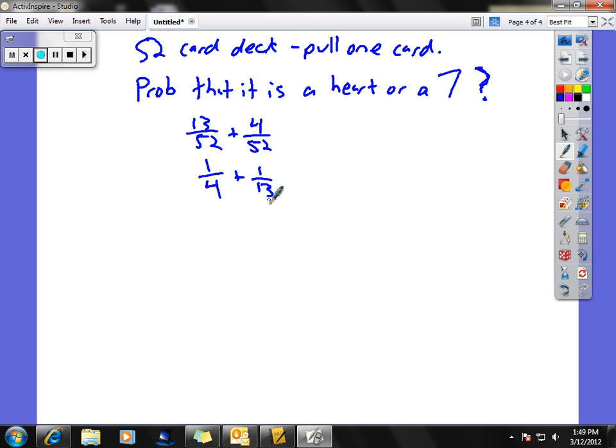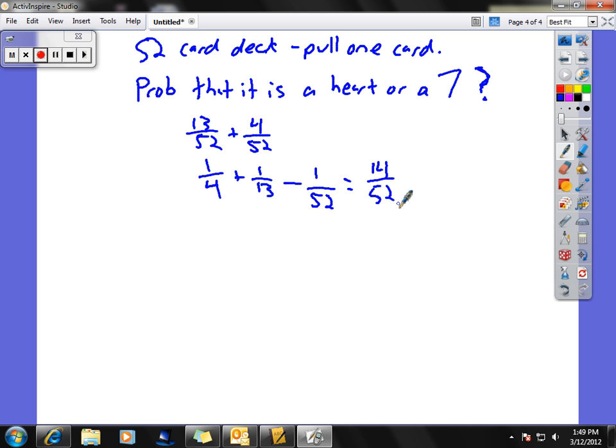Okay, but there is a card that is a heart and a 7, right? Okay, so we don't want to count that card twice. We don't want to count it as a heart and a 7. We can count it as either one. But the way to take care of it is to subtract off that overlap. In this case, it's just that one card that is the overlap, right? So you would subtract off 1 over 52. And I think that comes out to 14 over 52. You can reduce that more, but I'm not going to worry about that right now.